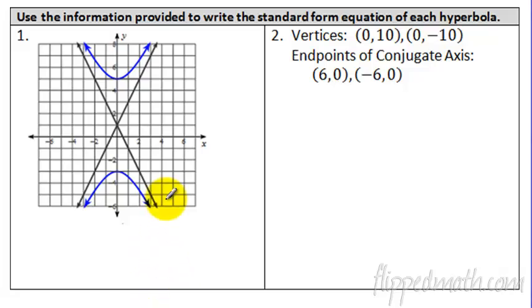So let's go ahead and do our first example. You're going to be given some information, and we're trying to write the standard form equation of each hyperbola.